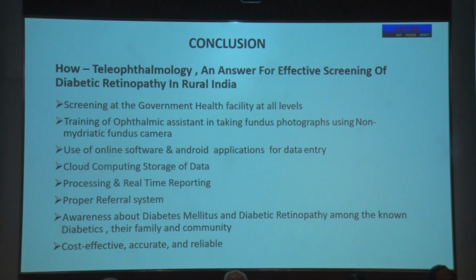Basically, screening was done at the government health facility, as we went to the patient to screen them. Training of ophthalmic assistants, which is part of the government setup, in taking fundus photographs using a non-mydriatic fundus camera, using online software, an Android application for data entry, cloud computing, processing, real-time reporting, a proper referral system, and awareness. Teleophthalmology proved to be a cost-effective, accurate, and reliable methodology for screening DR in underserved, remotely populated rural people.